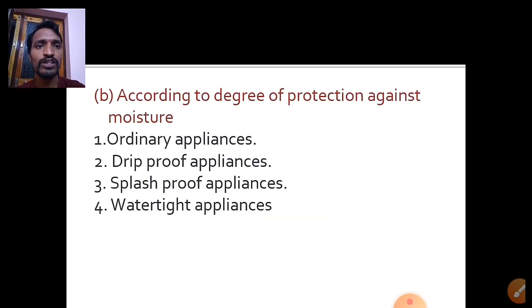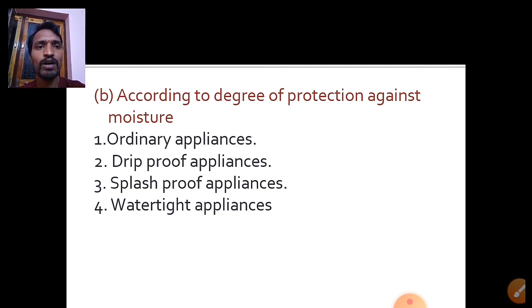Here, according to degree of protection against moisture, we look at how we are protecting from moisture. Degree of protection against moisture means the level of moisture. If the moisture level increases, the moisture becomes water droplets. If the level of the water droplets increases, then it becomes water. Here the degree goes from moisture to water, and we apply various types of protections.